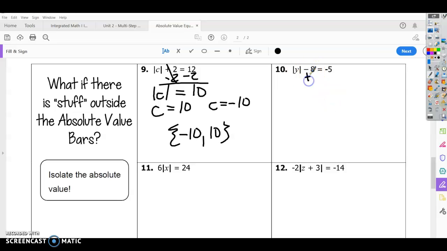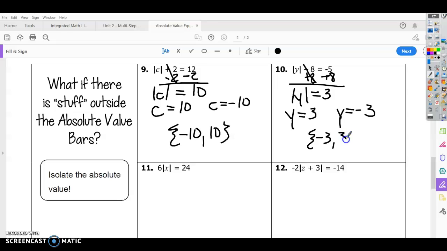All right, number 10, opposite of -8 is +8. I've got the absolute value of y equals, this will cancel, -5 plus 8 is 3. So again, the first thing we had to do is isolate the absolute value. Then we're going to set it equal to 3 and -3. So my solution set, -3 and 3. Like before, if you need to pause this at any time to make sure you get good notes, go ahead and do that. But we're going to go ahead and move on to the next examples.